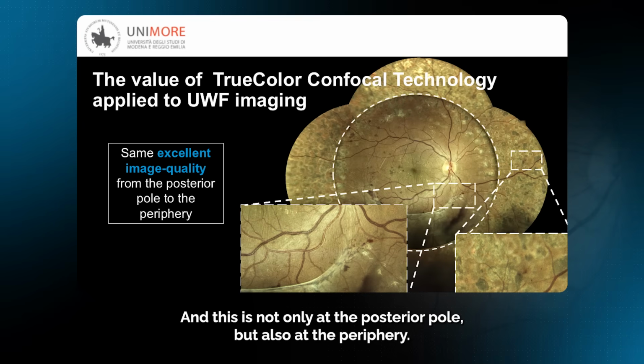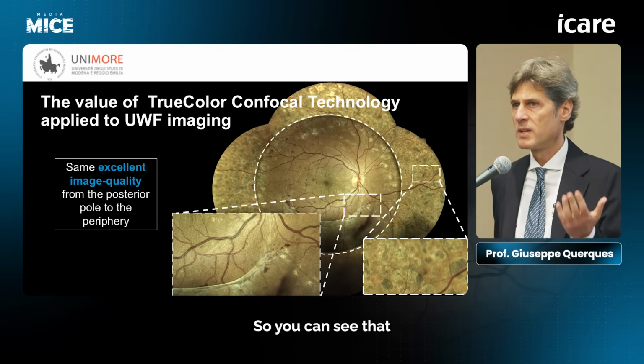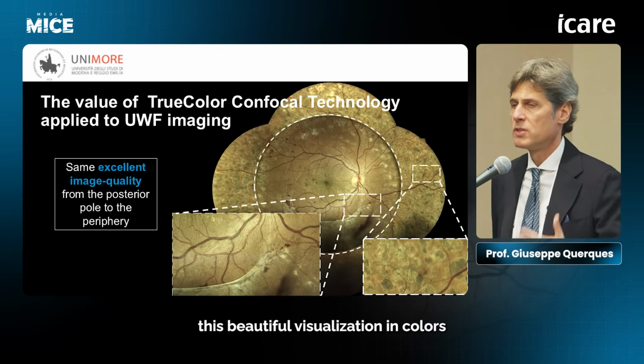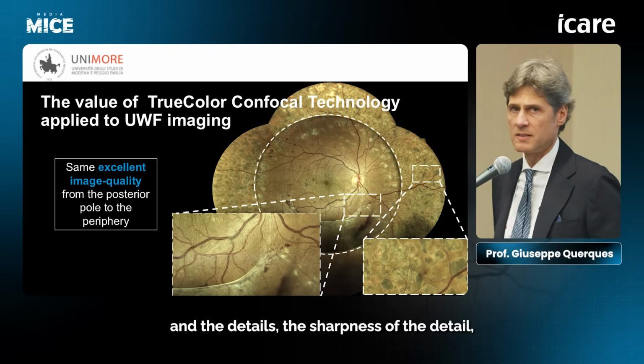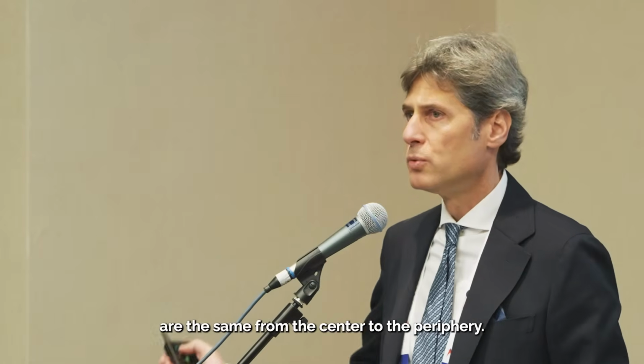And this is not only at the posterior pole, but also at the periphery. So you can see that this beautiful visualization in colors and the details, the sharpness of the detail are the same from the center to the periphery.